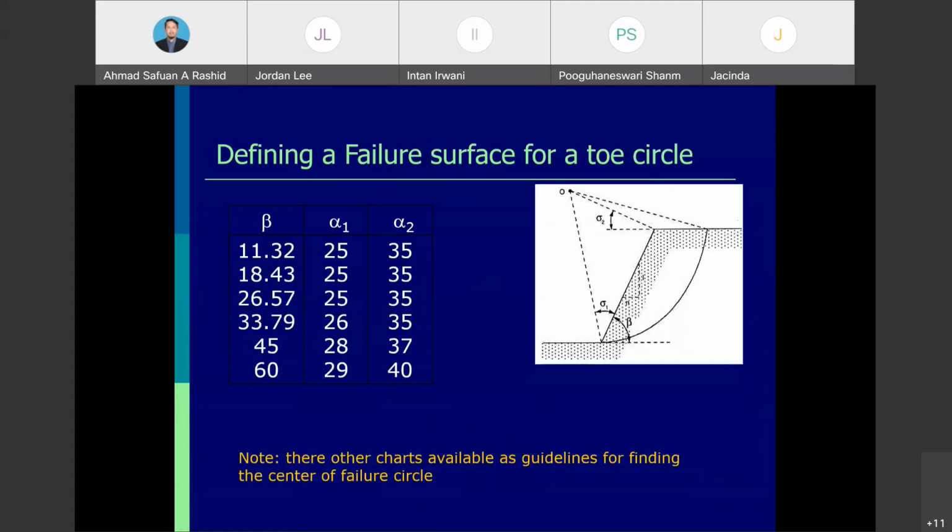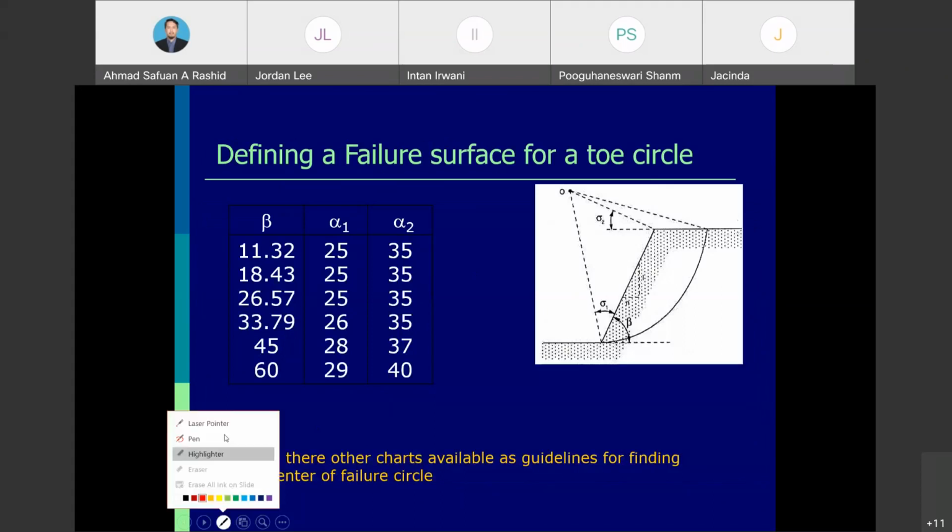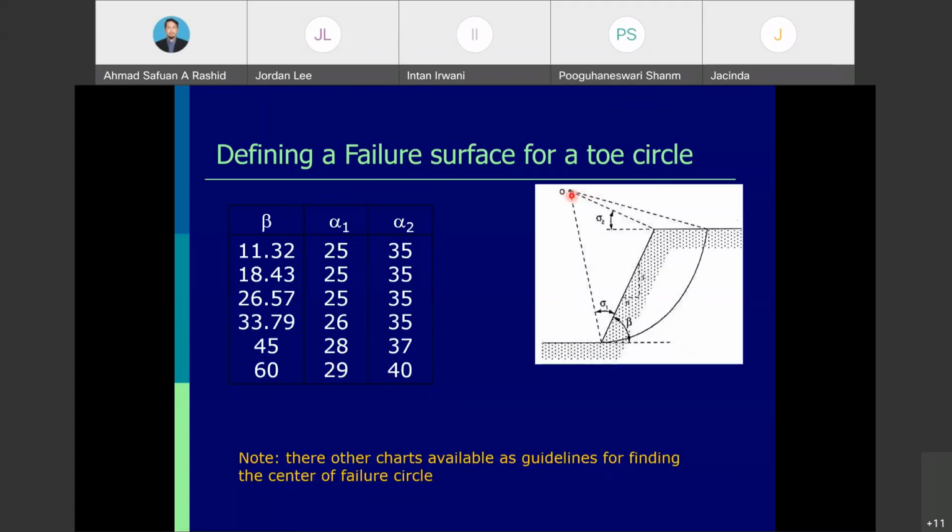If we are using a manual approach, this is the way that we use to determine the point of origin for the circular failure plane approach. So how to determine the point of origin? Defining a failure surface for a toe circle. For example, if the slope is beta.